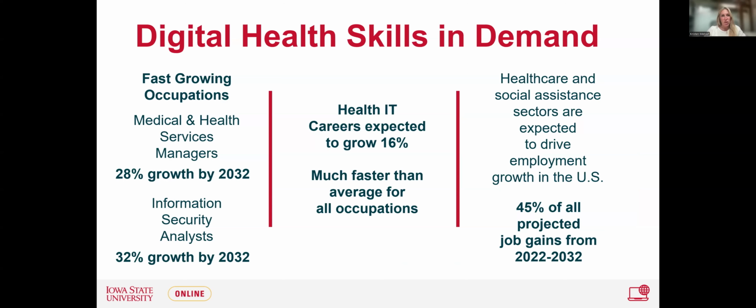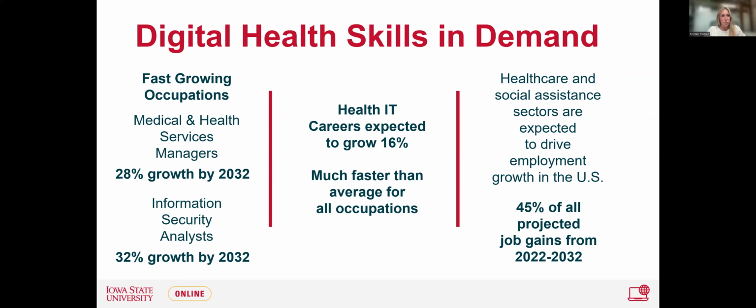Specifically, there are 2 digital health professions that are among the U.S. Bureau of Labor Statistics 2022 fastest growing occupations. The first is medical and health services managers. This field is projected to grow by about 28% by 2032 and has a median pay of over $104,000 per year. Secondly is an information security analyst, and this field is projected to grow 32% by 2032 and has a median pay of $112,000 annually.